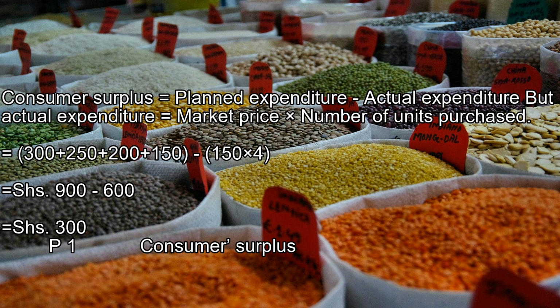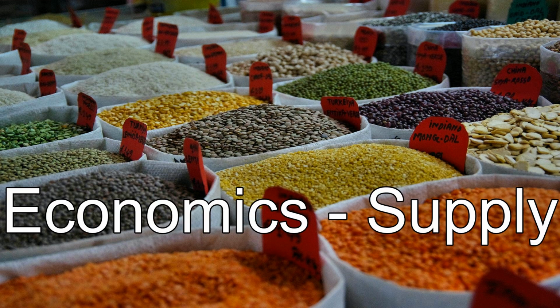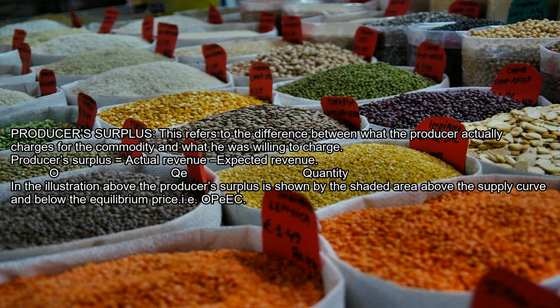Producer's surplus. This refers to the difference between what the producer actually charges for the commodity and what he was willing to charge. Producer's surplus equals actual revenue minus expected revenue.